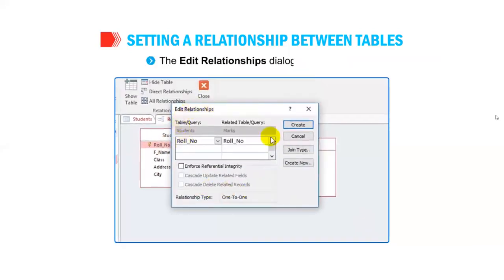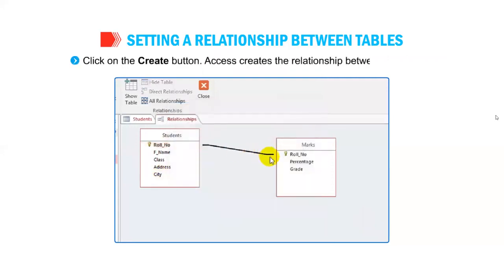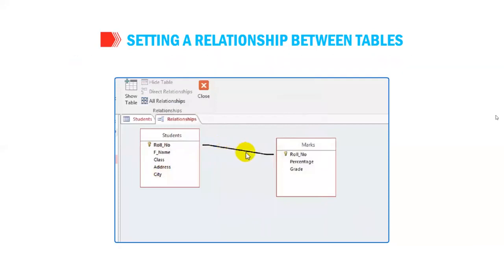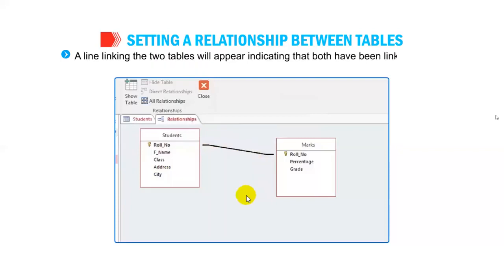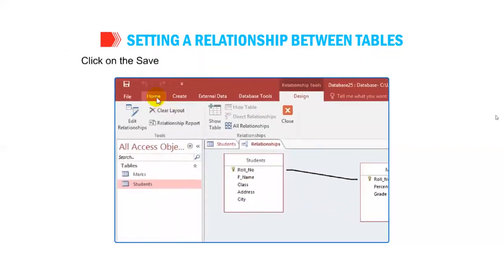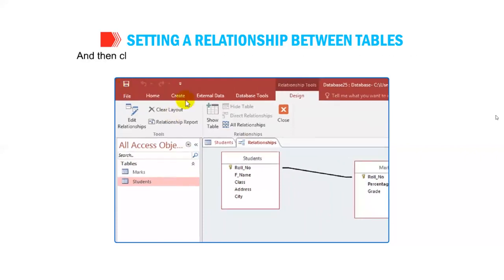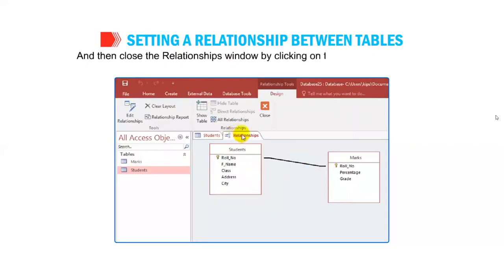The Edit Relationships dialog box appears. Click on the Create button. Access creates the relationship between the tables. A line linking the two tables will appear, indicating that both have been linked on the basis of the linked field. Click on the Save button on the Quick Access toolbar to save the relationship, and then close the Relationships window by clicking on the Close button on the Relationships group.